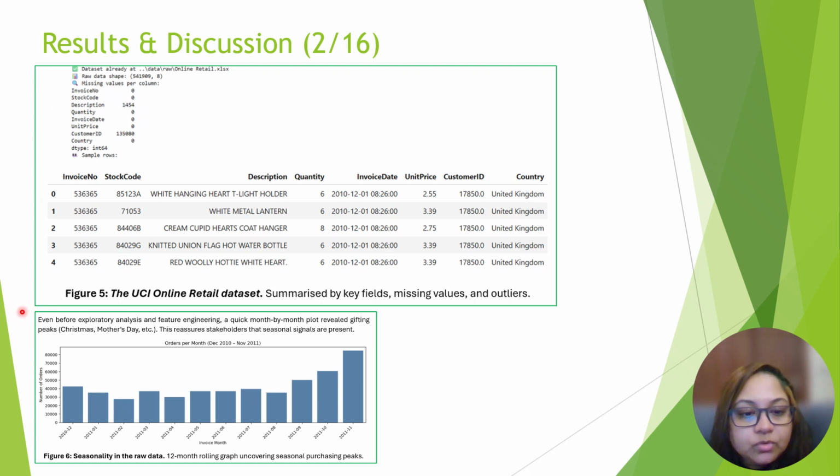Even before exploratory data analysis and feature engineering were conducted, a quick month-by-month plot was constructed, which revealed gifting peaks on Christmas, Mother's Day, etc. This was done to reassure stakeholders that seasonal signals were present and customer activity was not consistent throughout all the 12 months.